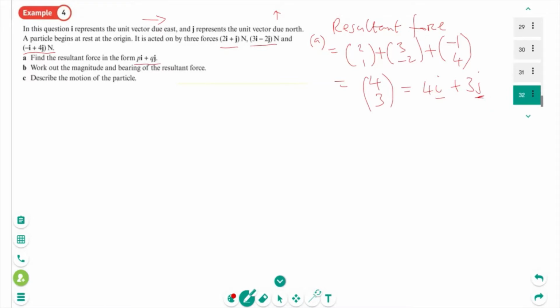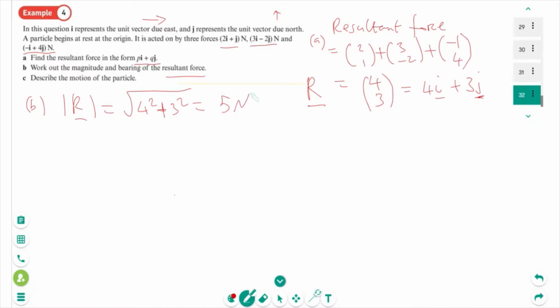Part b: the magnitude is just Pythagoras. They want the magnitude and bearing of the resultant force. We call that R for short. So they want the magnitude of R, and you just do Pythagoras to get it. It's 4 squared plus 3 squared, which conveniently is root 25, so 5 newtons.